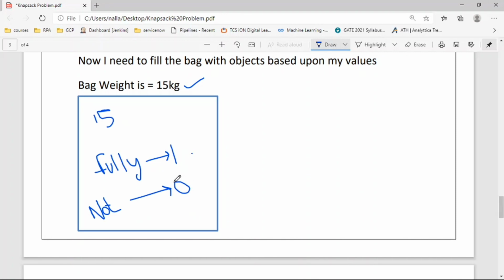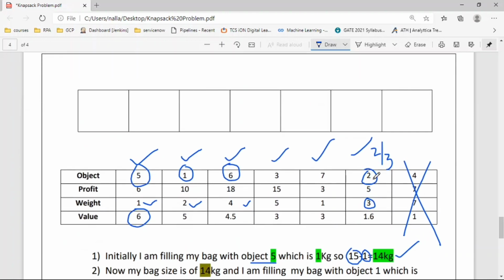Okay, so guys, now I need to calculate the weight. For this I'm going to construct an array of size 7. Why? Because the number of objects is 7. Initially, this is my object 1 and this is my object 7. For object 1 I filled it completely, so I'm initializing it with 1.